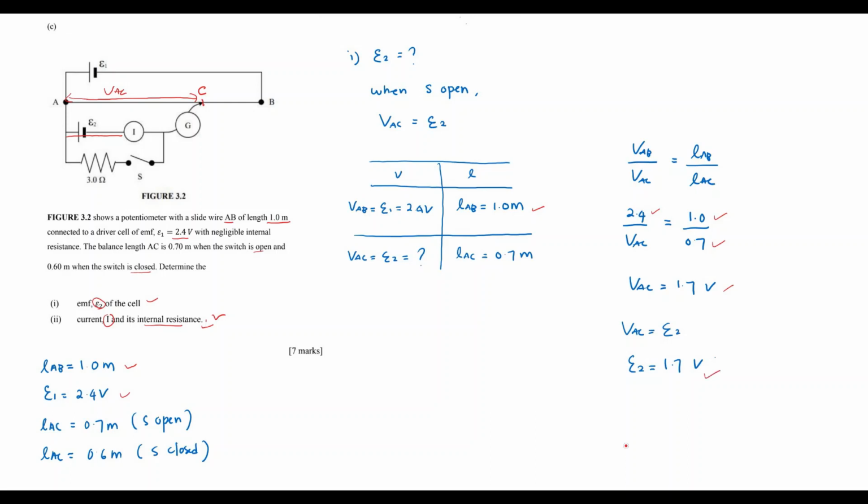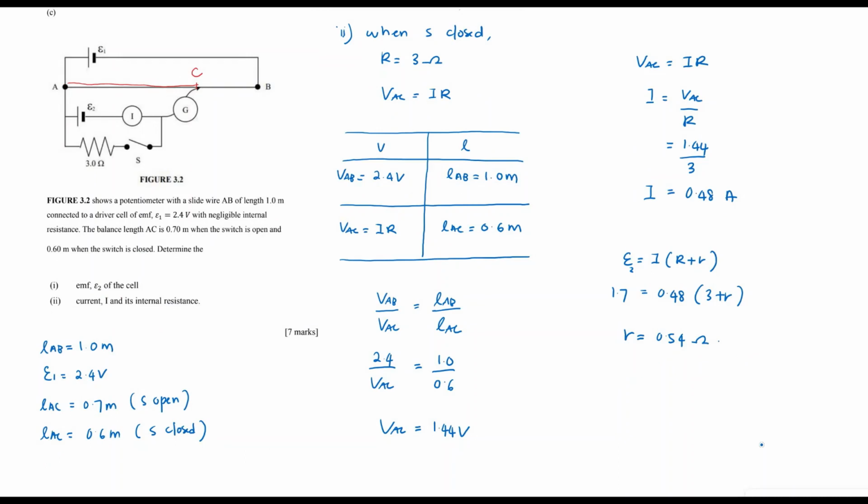Okay, so for this question, the mark is 3. So first mark, when we know that VAC equal to E2, that is mark for concept. Then second mark is gantian. When we substitute the value of VAB, LAB and LAC correctly, we get 1 mark for gantian. And the third mark is answer for E2, 1.7 volt. Is jawapan unit 1 mark. So total 3 mark for 3C1.